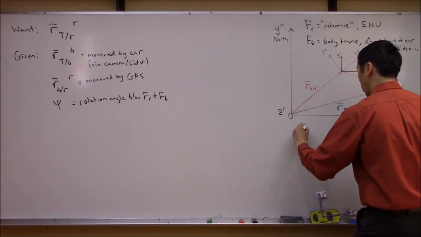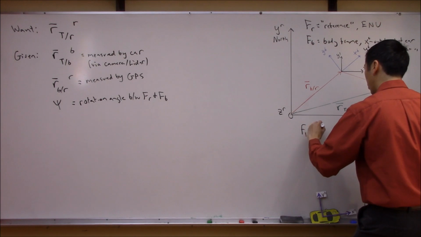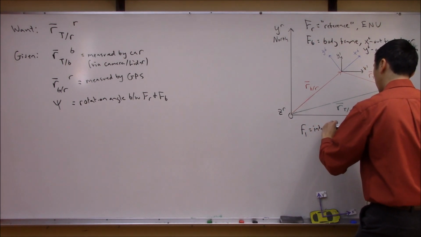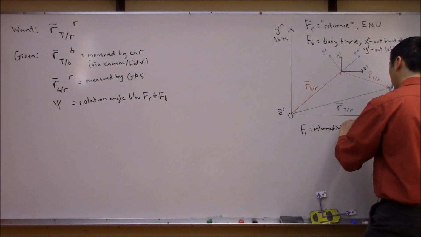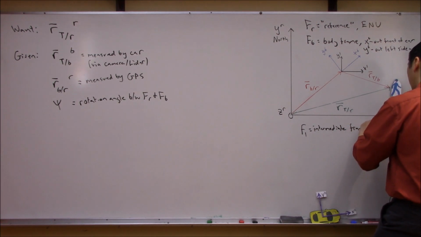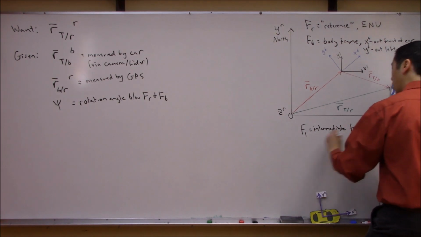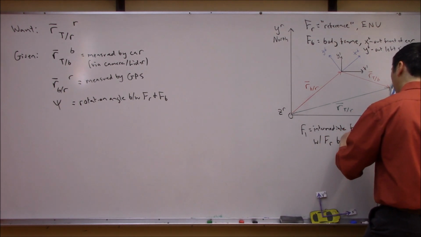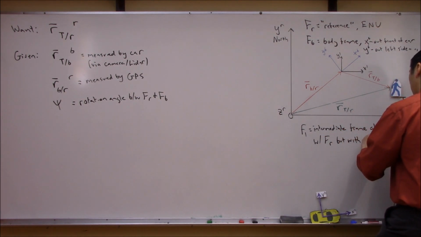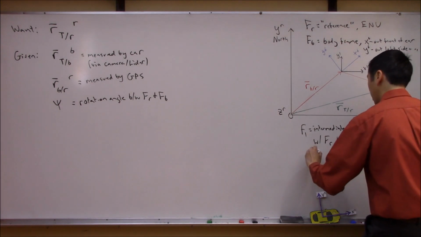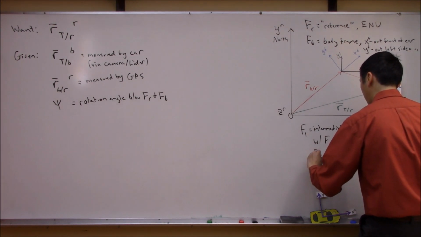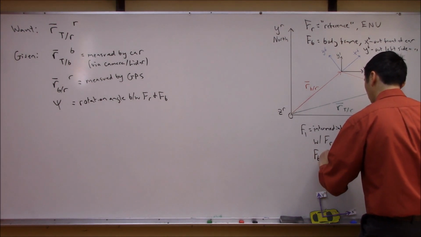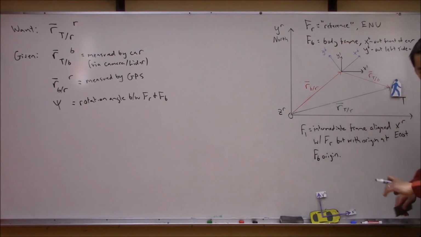So this F1 frame is an intermediate frame that is aligned with F_R, but with origin at the F_B origin. And again, I'm using the word frame loosely.